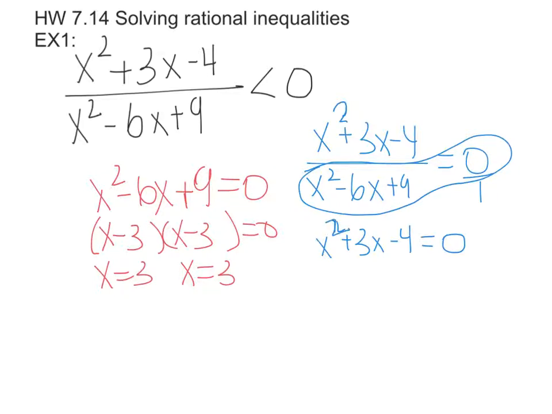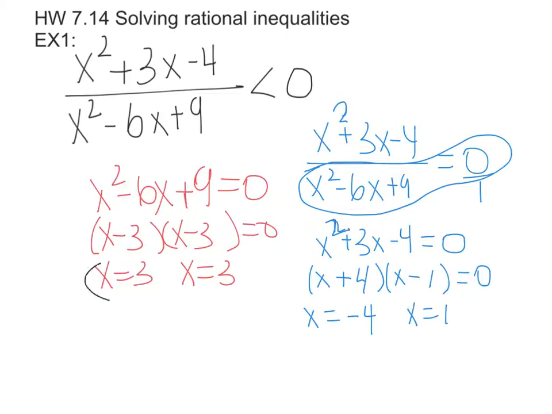Now I'm going to factor that x squared plus 3x minus 4. So when I factor this, I need two numbers that add to 3 while also multiplying to negative 4. So I'm going to need 4 and 1, and the 4 should be positive, the 1 should be negative. So now when I set each of these equal to 0, I get x equals negative 4 and x equals 1.